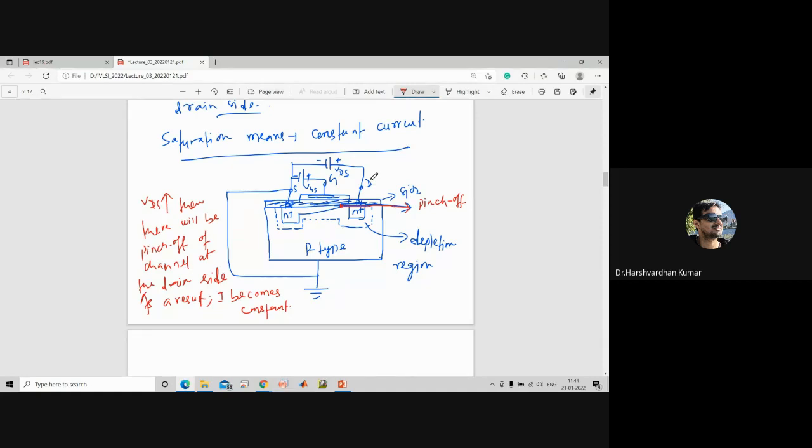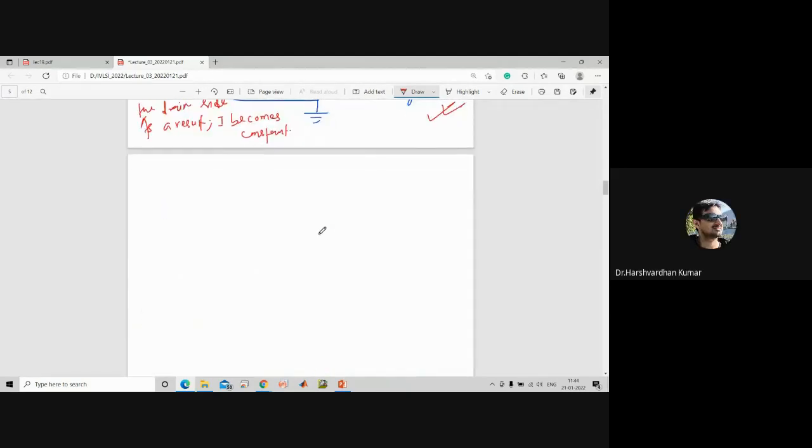Anyone can answer. Don't feel shy. Yes, Aditya? Sir, because the N plus P diode is reverse biased. Yes, very good. Now, do you have any doubt in understanding this concept? No, sir. Okay, so now let us move towards the IV characteristics of the MOSFET.